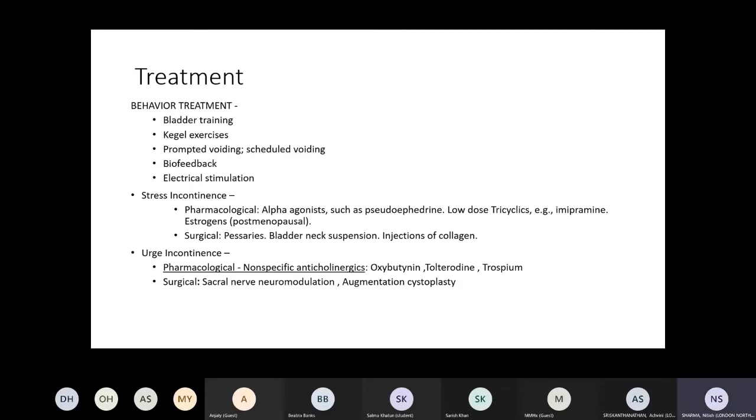For urge incontinence, the pharmacological treatments would be anticholinergics, which are the first line drug, and you would see a lot of patients on this. This basically reduces bladder motility and increases the sphincter tone.